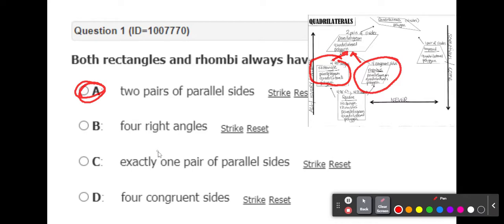So do they both always have to have four right angles? No, a rhombus does not. Do they have exactly one pair? No, that's a trapezoid. Do they have four congruent sides? A rhombus does, but the rectangle does not. The top is longer than the sides are, so there's not four equal sides. All right.